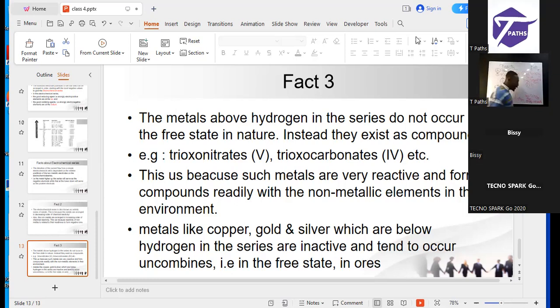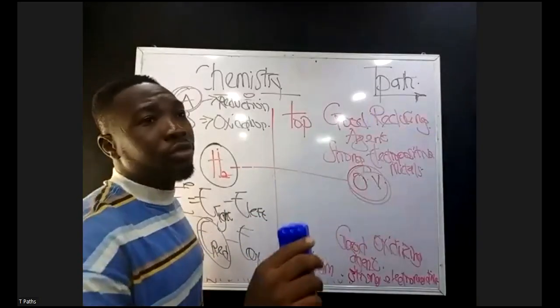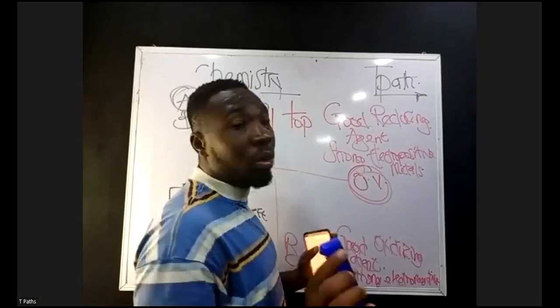So the next thing you need to understand is that we want to create examples based on how the electrochemical series works. What if we want to have different metals? I want you to understand this concept.